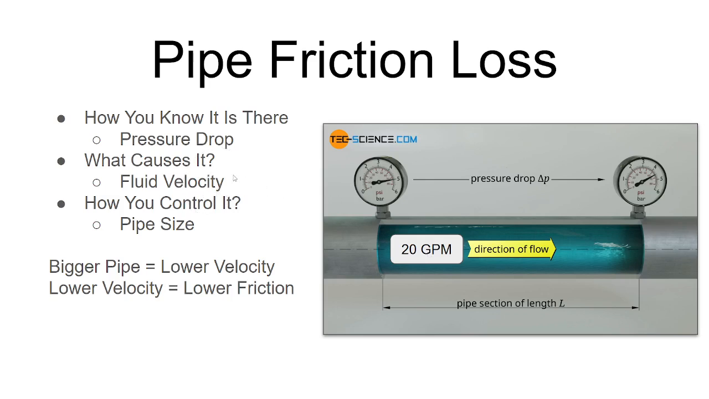Okay? So how do we control fluid velocity? Well, we do it with pipe size. If I have a certain velocity in my pipe at 20 GPM, and I get a bigger pipe with 20 GPM, the velocity will be smaller. So bigger pipe, lower velocity. Lower velocity means lower friction. So that's how we control it. If we need less friction, we put in a bigger pipe. So let's see how we can use this now.